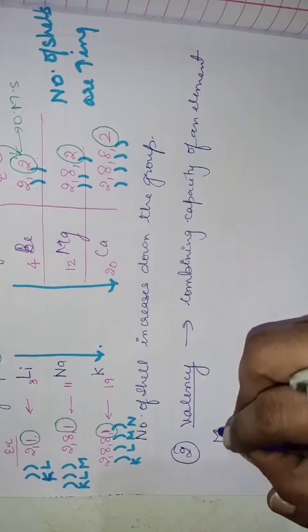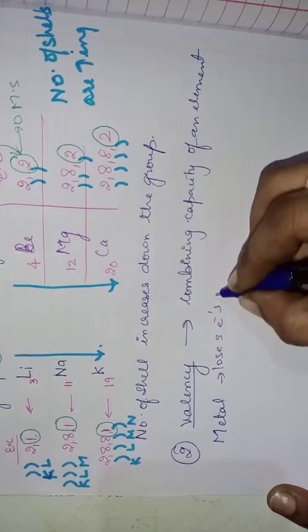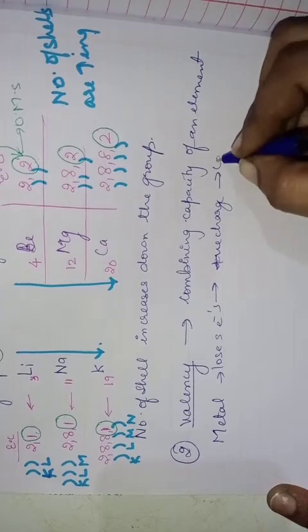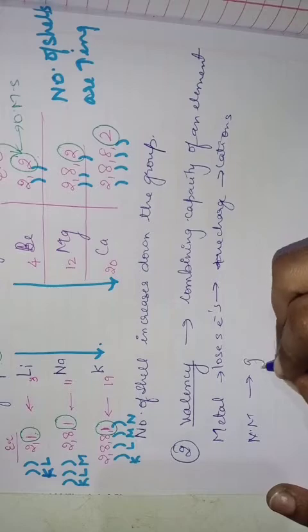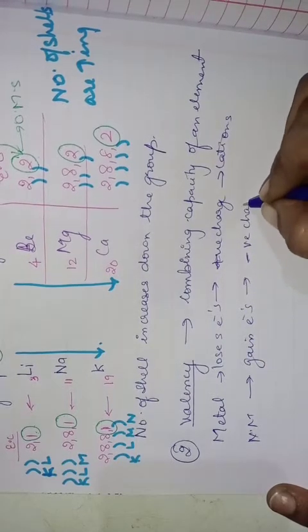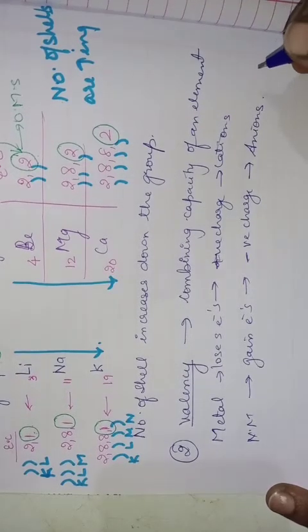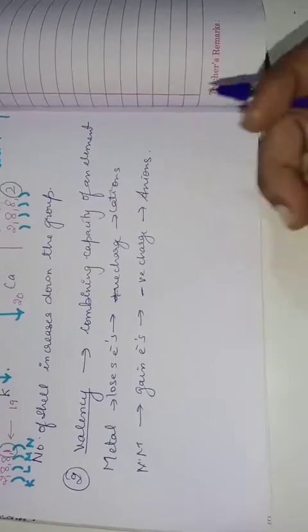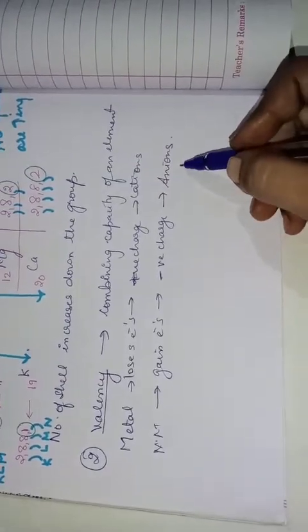So I told you that a metal loses electrons, yes or no, and then carries a positive charge; these are known as cations. Non-metals will gain electrons. Gain of electrons means they will carry a negative charge on them and they are known as anions. So students, we have non-metals which will gain electrons, carry a negative charge, and are known as anions.